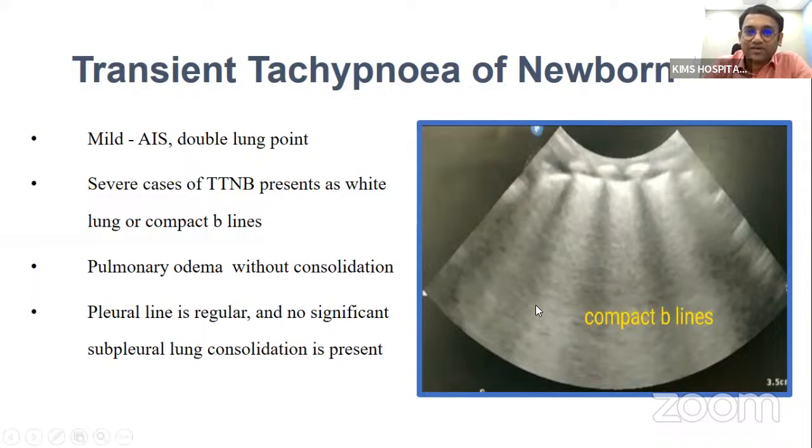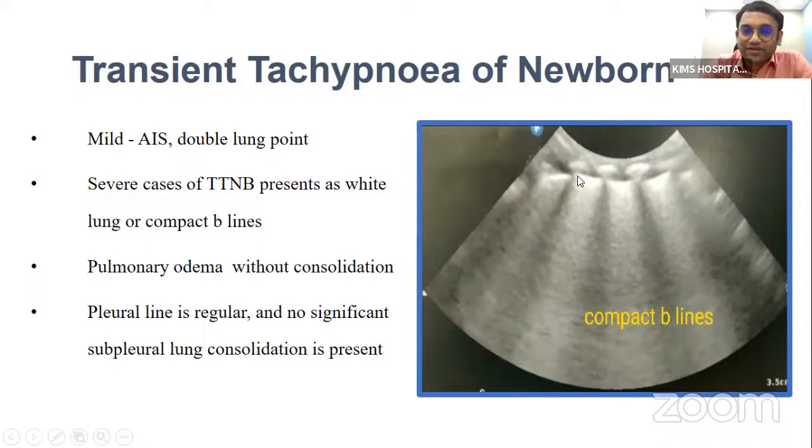The majority of the babies usually have confluent B lines with alveolar-interstitial syndrome and a double lung point. So here we can see the compact B lines. How can we differentiate a severe case of TTN from respiratory distress syndrome? One thing is, they both can have confluent B lines, but TTN doesn't have pleural line abnormalities.